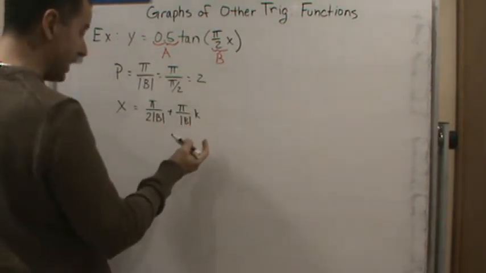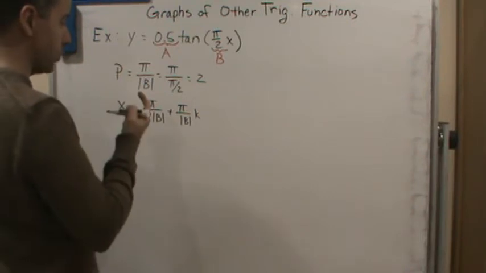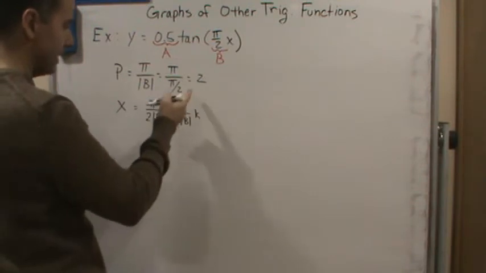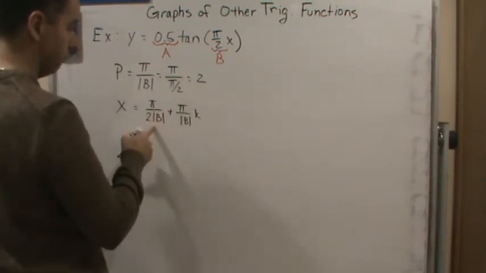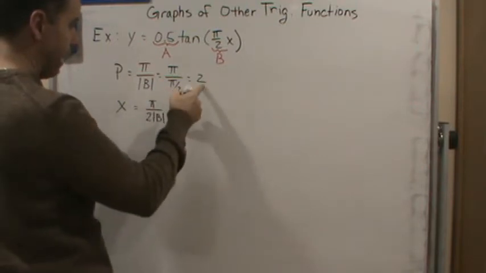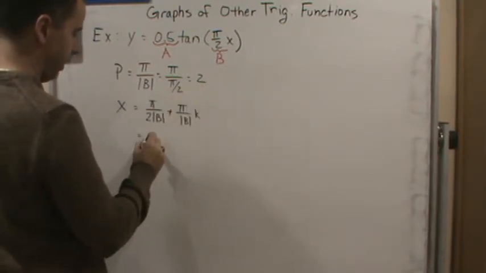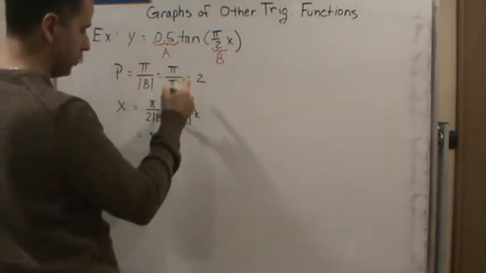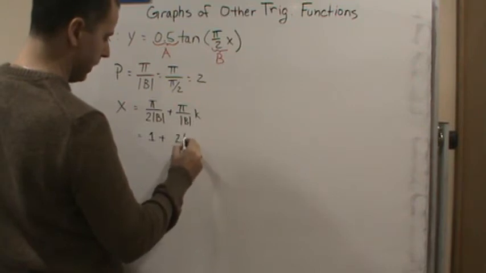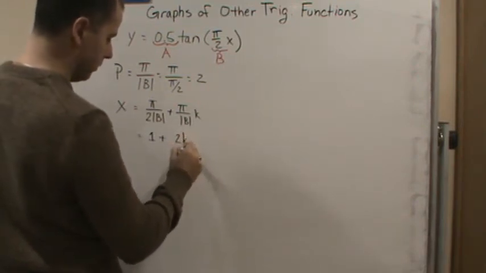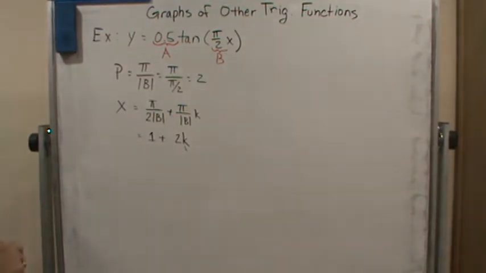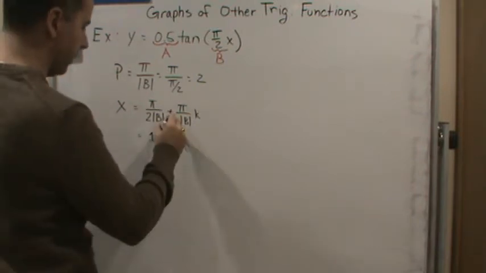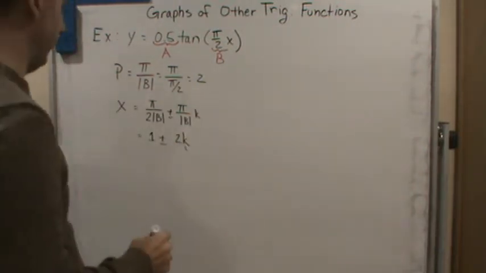Okay, so in this case, B is pi over 2. So what do we get? Half of this, so this is going to be 1, plus, well, what's pi over the absolute value of B? It's just 2. So it's going to be 1 plus 2 times k. And by the way, this is going to be plus or minus because it can go the other way, right?